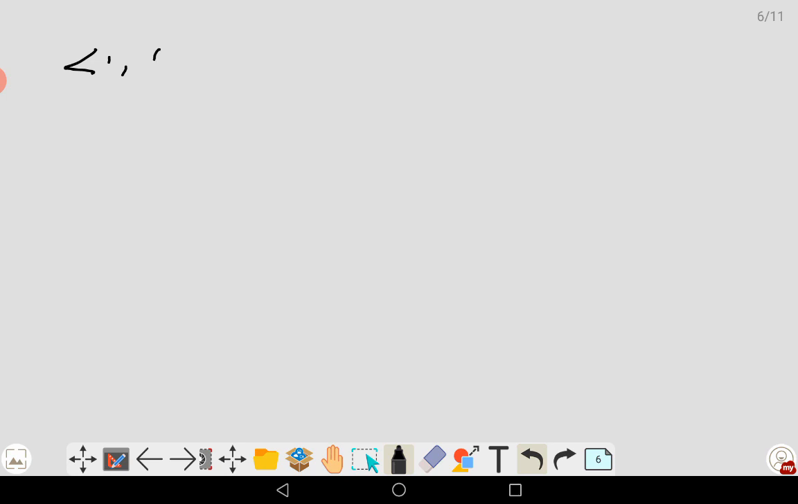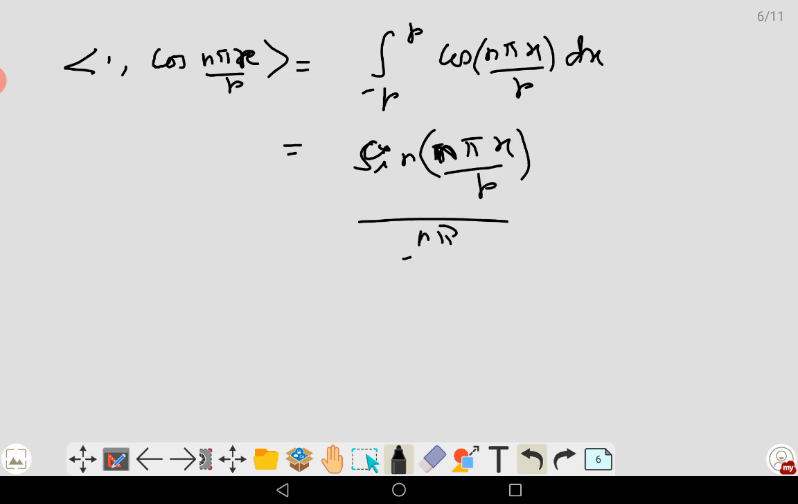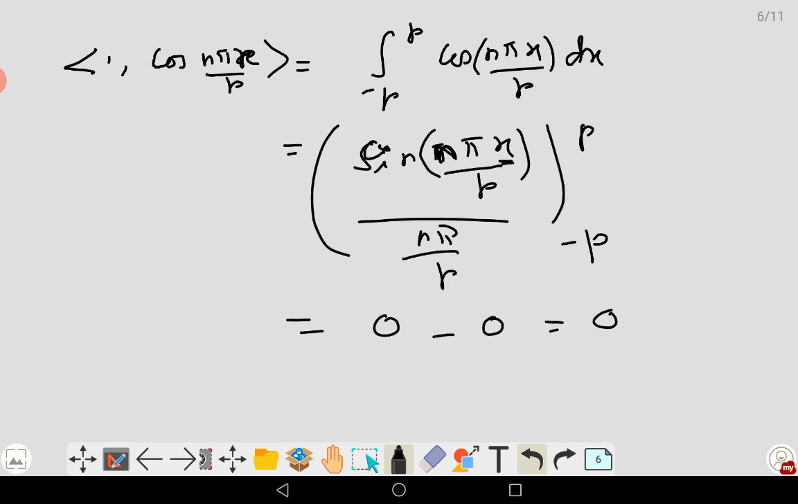Now the inner product of 1 with the cosine n pi x over p, which is integral from minus p to p of cosine n pi x over p, 1 is 1, isn't it, dx. Integrate, what you get? Cosine will be sine n pi x over p divided by n pi over p, and from negative p to p, when you substitute p here, sine n pi is 0, minus negative p also gives 0, so it is 0.